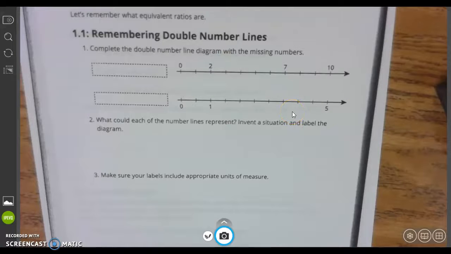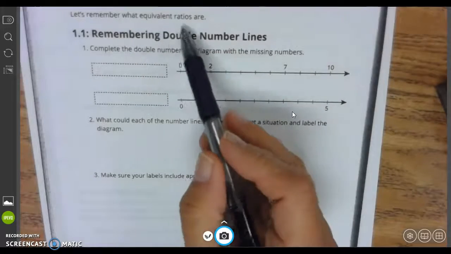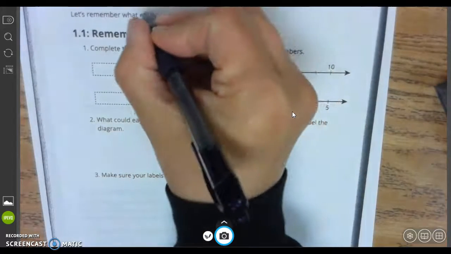Okay, today we are on page 90 in your workbook. So if you turn to page 90, we are on Unit 2, Lesson 1, Remembering Double Number Lines. So the first thing they ask us to do is complete the diagram with the missing numbers. So we're going to try to remember in this lesson what equivalent ratios are.